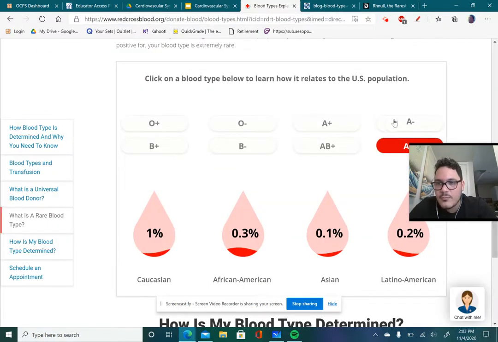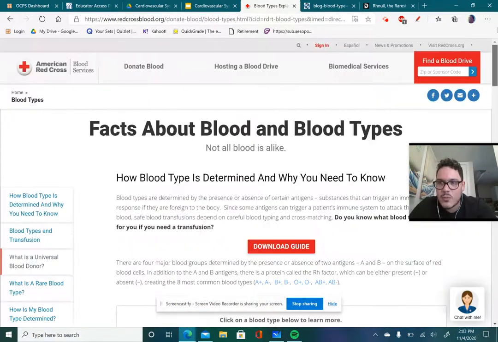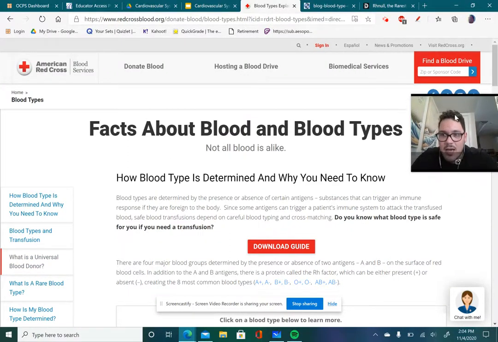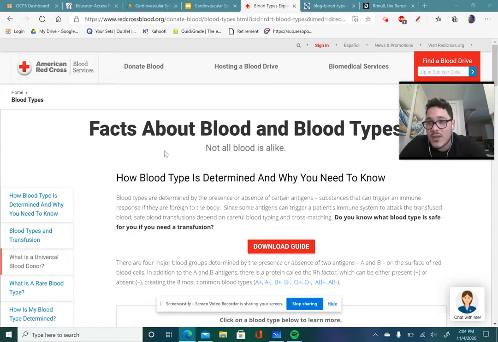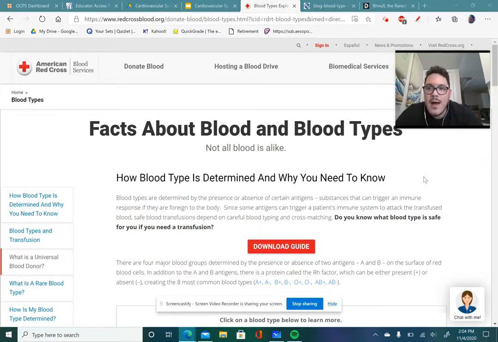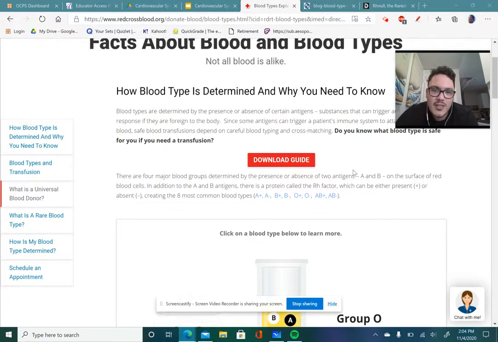So let's talk more about blood typing. We're going to reference more blood typing information here. I've used this website a number of times. It is just the American Red Cross website. Obviously, their information is very valid and useful, and I think it does a great job of summarizing a lot of content in relationship to blood typing that we need to know. So let's read what we see.